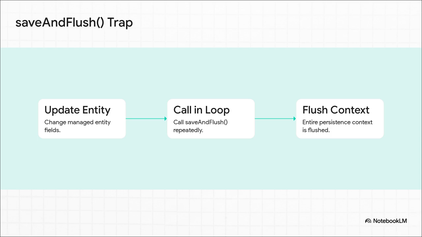Remember, managed entities are dirty checked automatically. You really don't need to manually force a flush for every single little change. Let's put a number on this. In a source test run by performance expert Thorben Jansen, using save and flush in a simple loop resulted in 5 complete flushes, checking 20 entities and 60 collections.